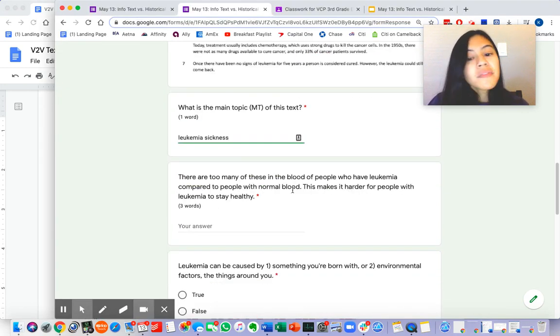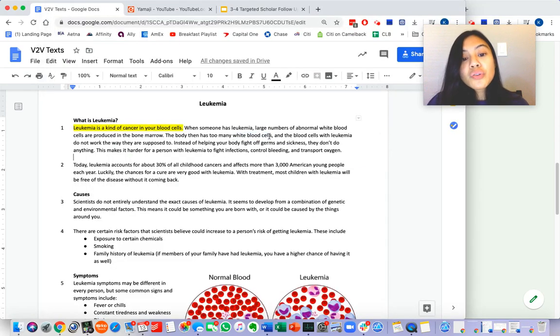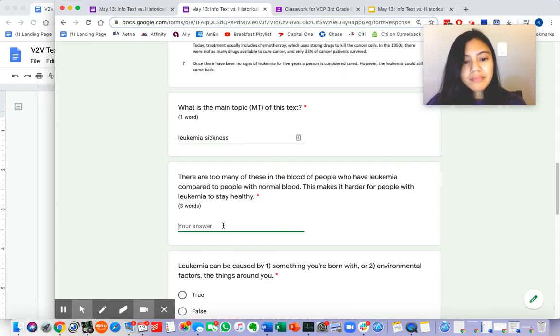There are too many of these in the blood of people who have leukemia compared to people with normal blood, and this makes it harder for people with leukemia to stay healthy. They have too many white blood cells. If you need to, pause your video so you have time to type that in now. Let's keep reading.